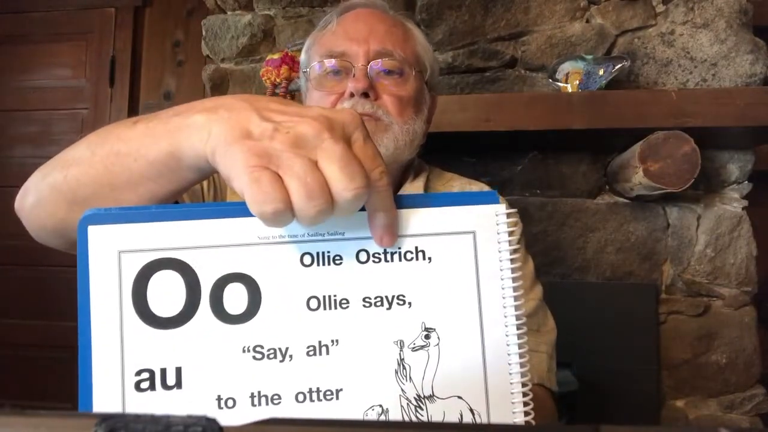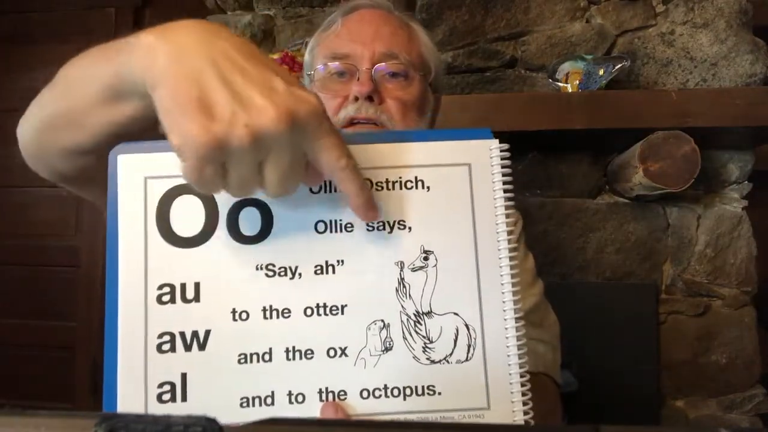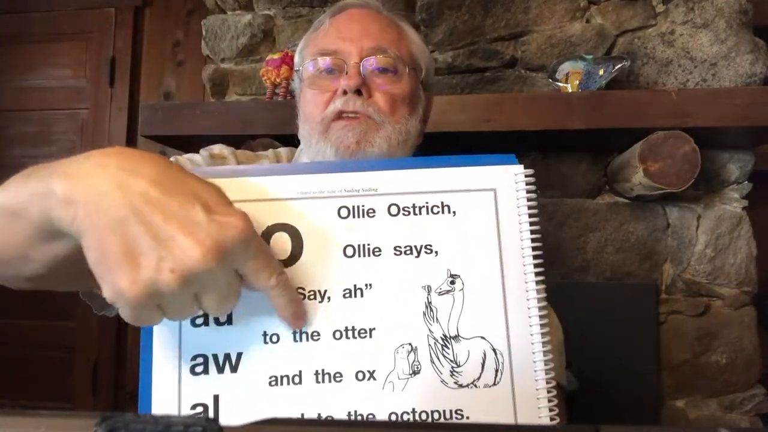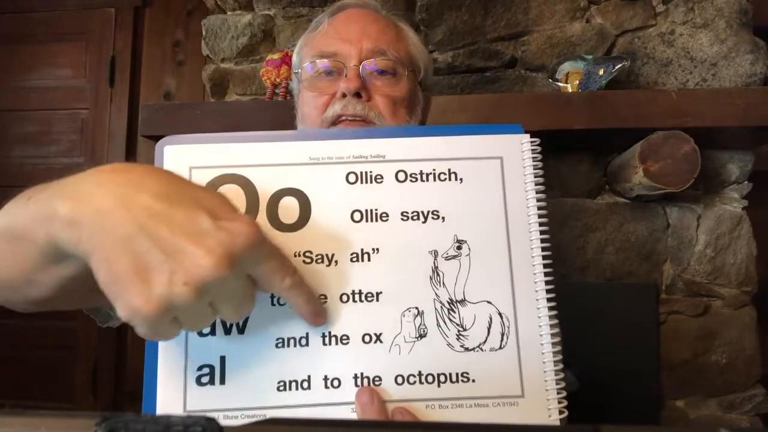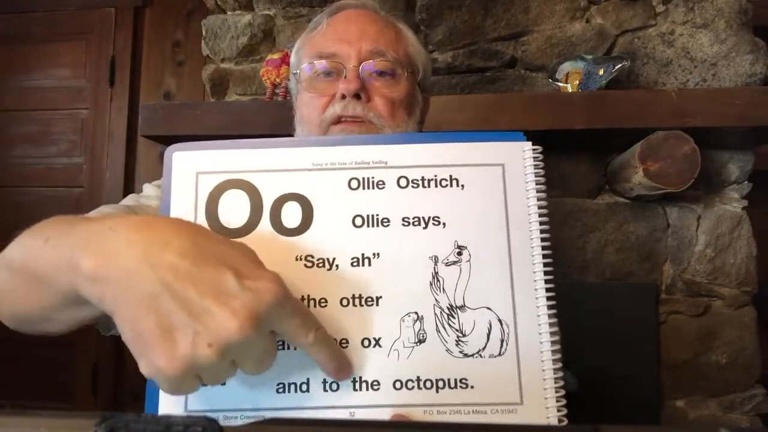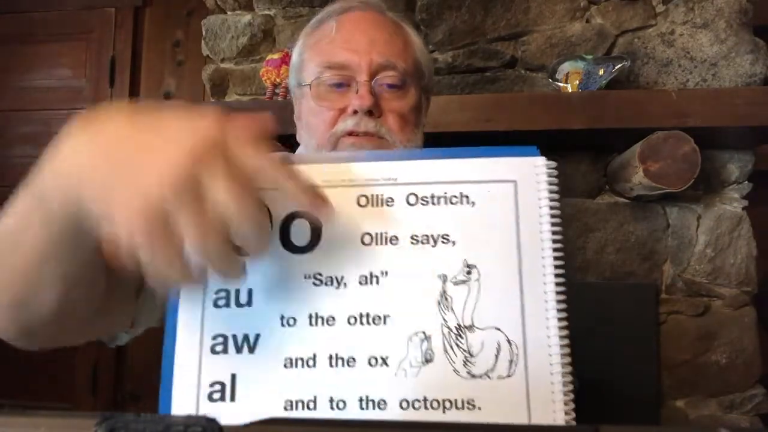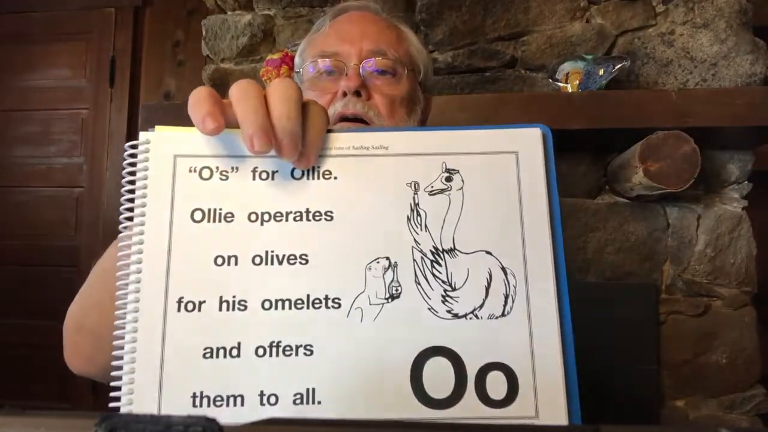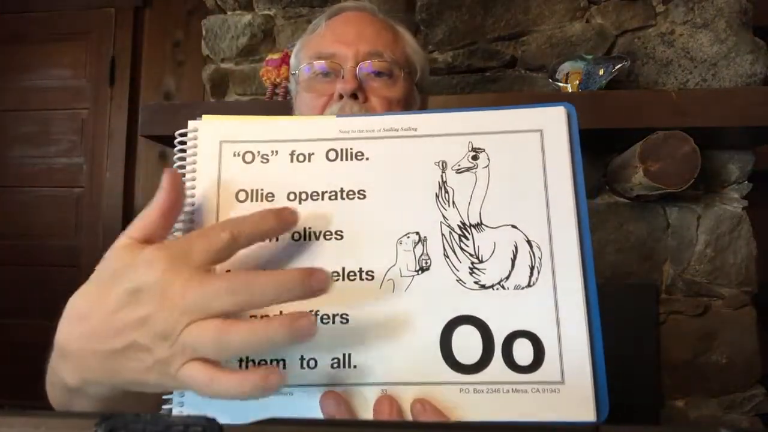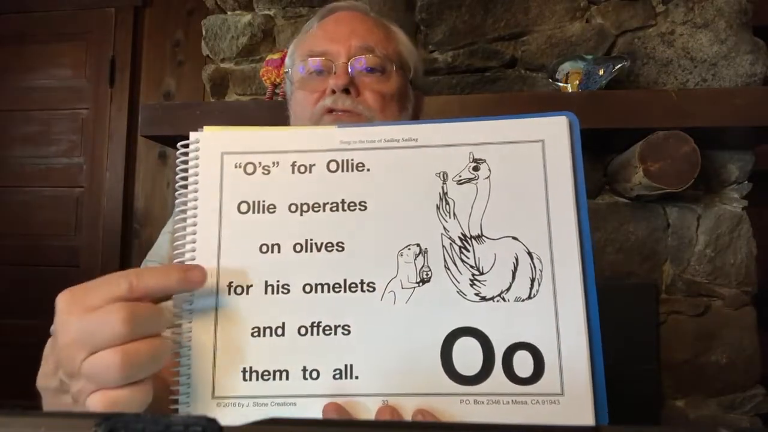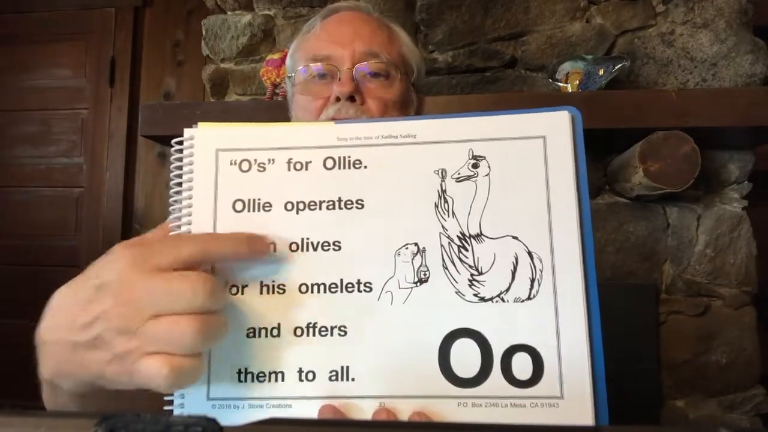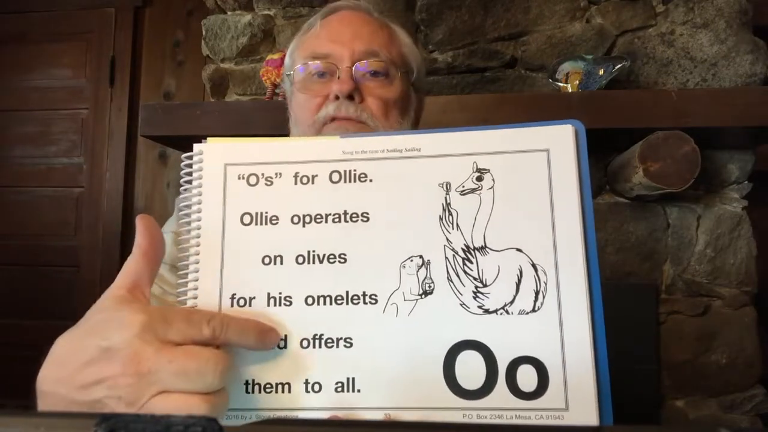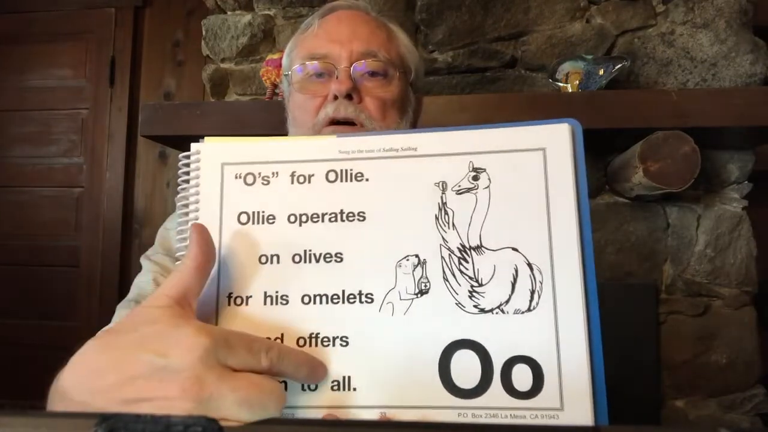Ollie Ostrich, Ollie says, say ah. To the otter and the ox, and to the octopus. O's for Ollie, Ollie operates on olives for his omelets, and offers them to all.